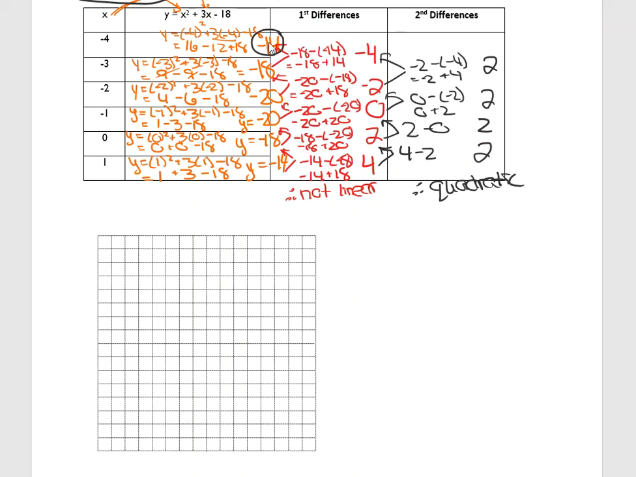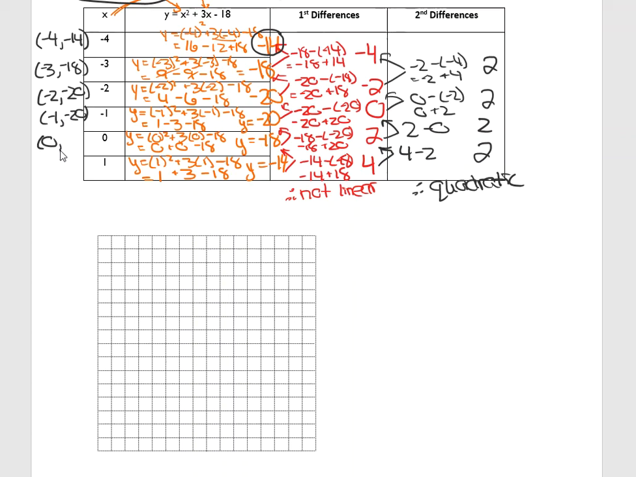That's a -14. So my first coordinate, I'll write it here. My first coordinate is -4, -14. My second coordinate is -3, and then I got a -18. Then I have a -2 with a -20. I have -1 and -20 again.